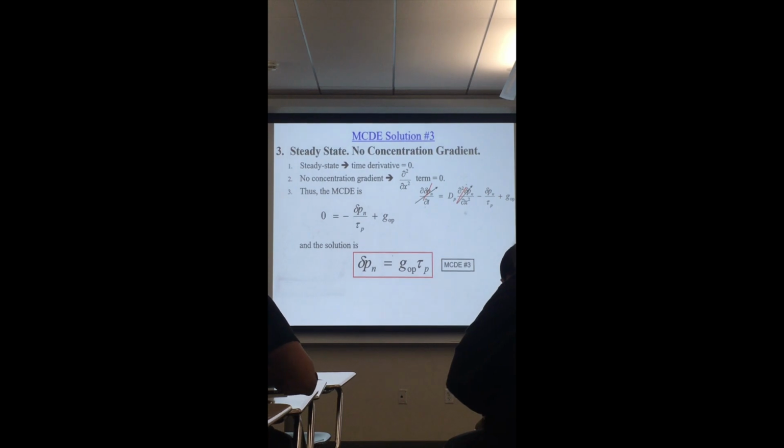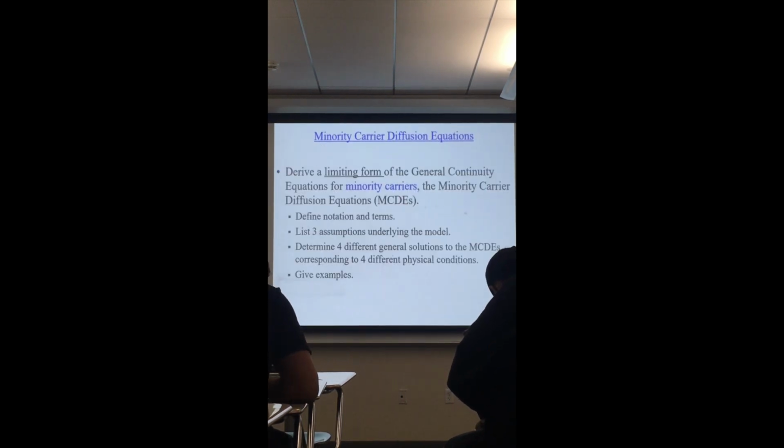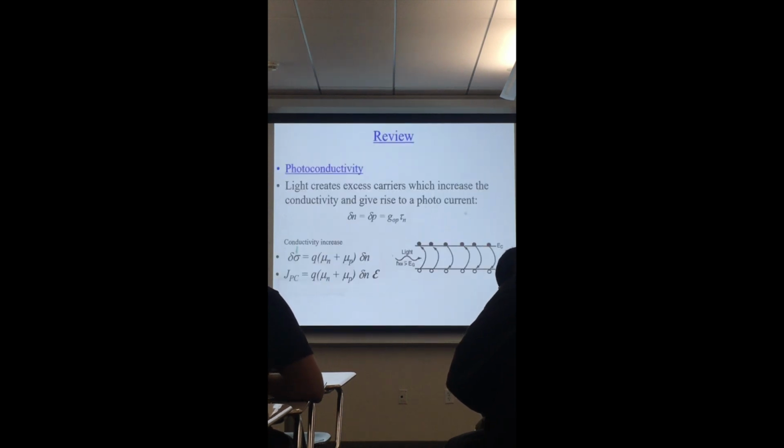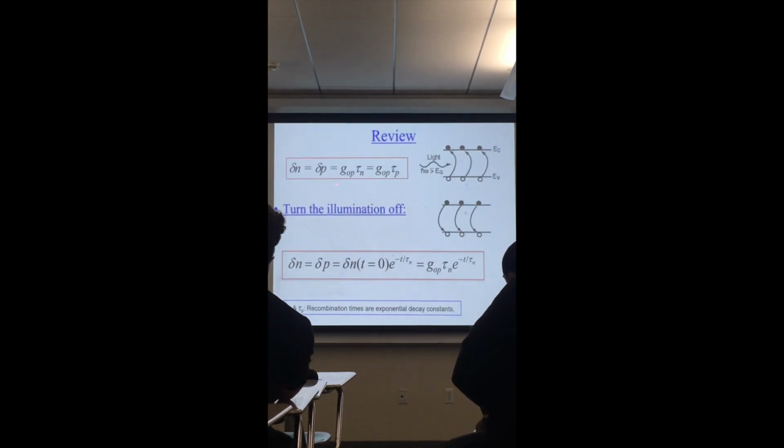Now if we go back to the beginning, we discussed the excess carriers. If we have continuous light, the same holds here: the excess carrier concentration is basically the optical generation rate times the recombination lifetime tau.